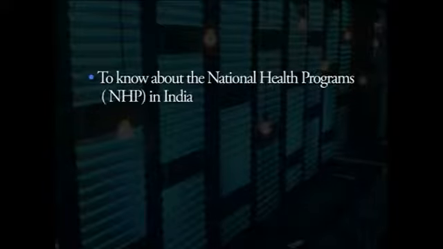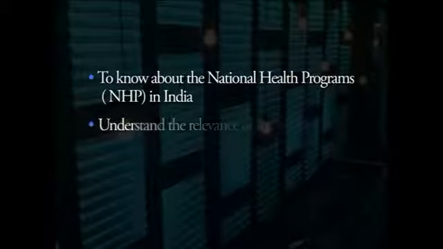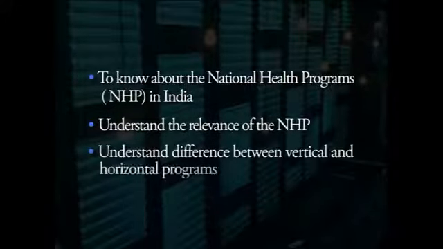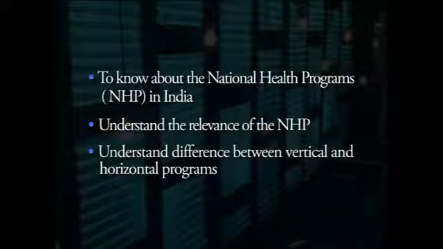So now we have objectives of national health programs. We have to know about the national health programs, that is NMEP in India. Next, we have to understand the relevance of the NMEP. Next, we have to understand the difference between vertical and horizontal programs. After this, we have why national health programs.